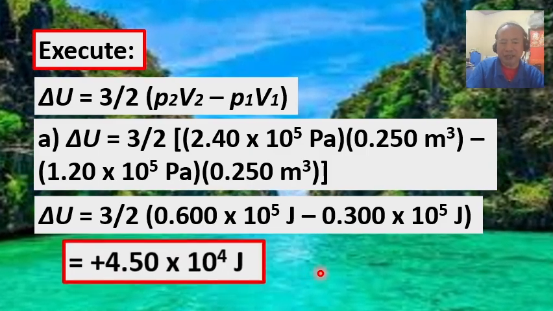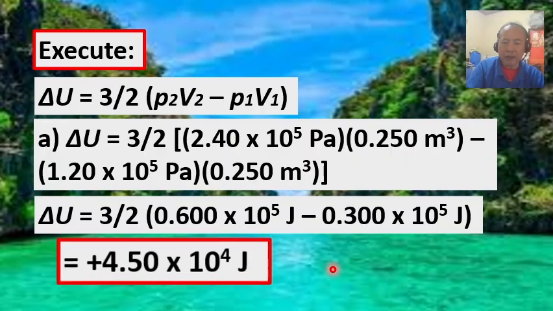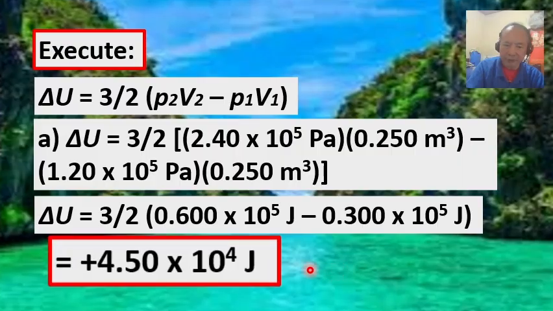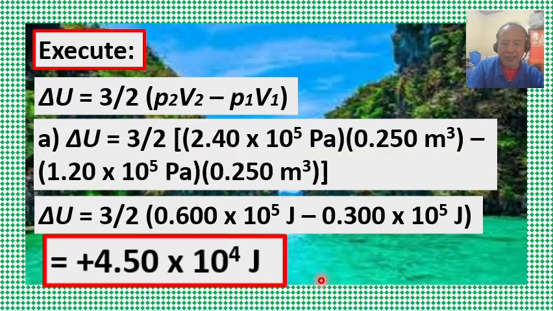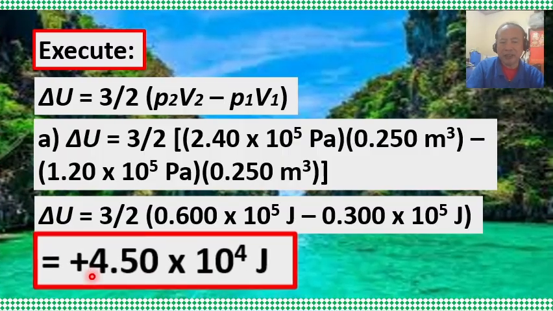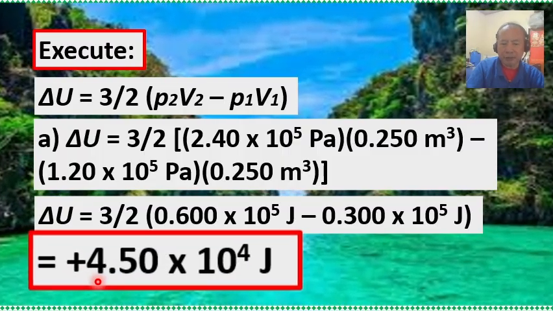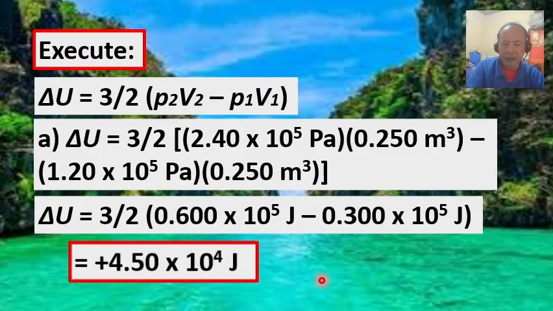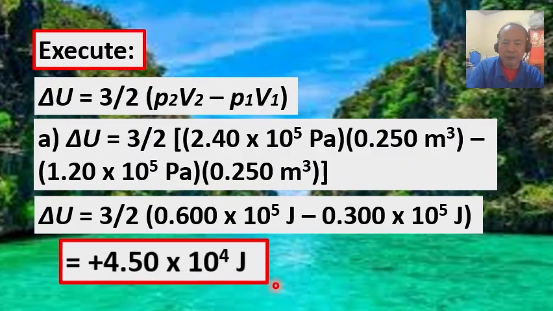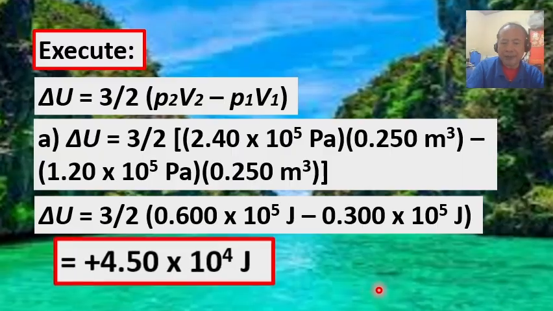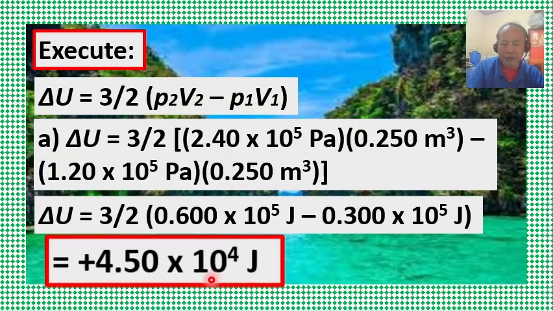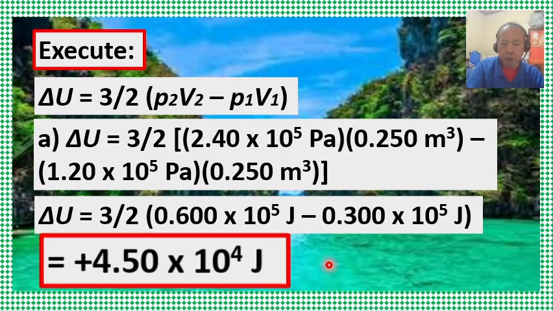We are emphasizing that the internal energy of the system, or the argon gas, is increased. Hence, we have here the positive sign. The internal energy of the system increases by this much, 4.50 times 10 to the fourth power joules.